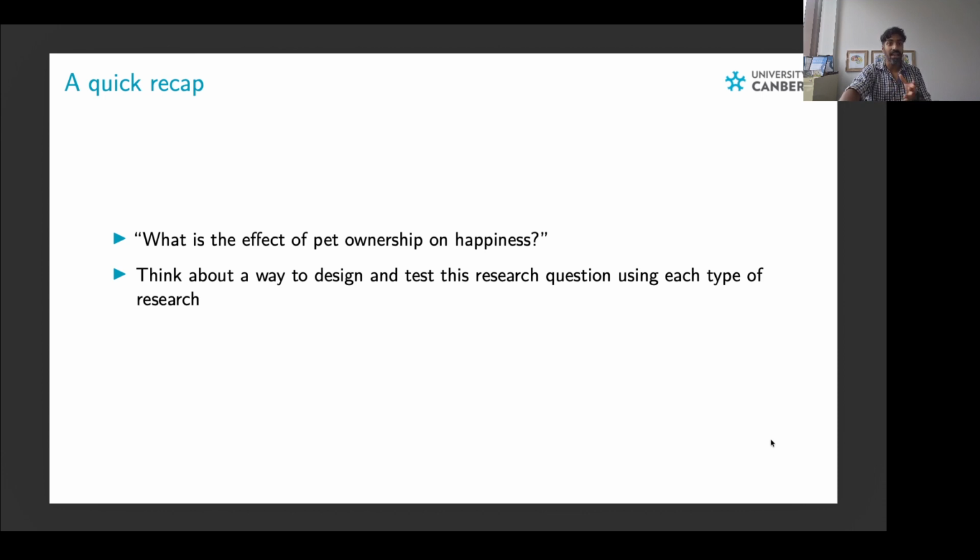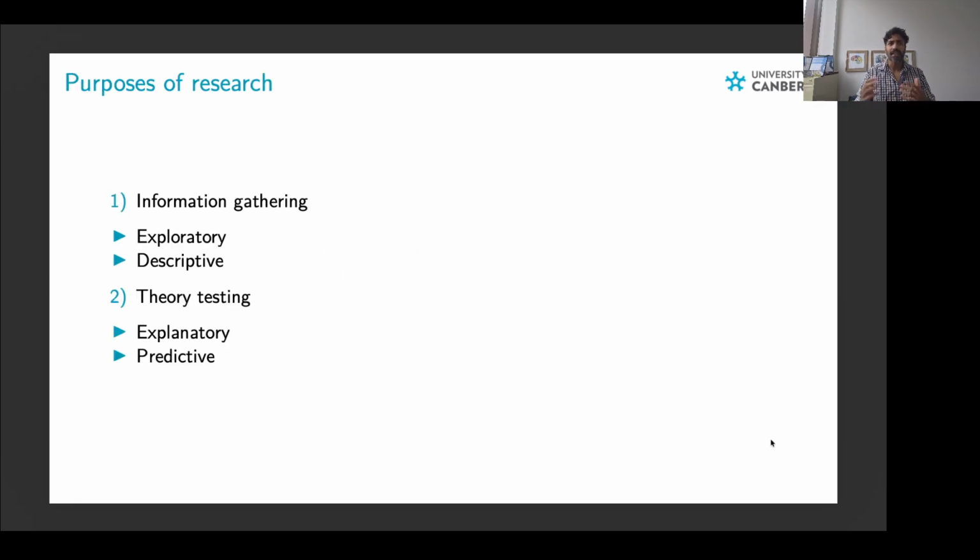Excellent. So hopefully you have a good sense of those three types of designs. Really, really important, not only in terms of how they're conducted, but also the fact that it flows on to many of the statistics that we do. And so we were talking a lot about the purposes of research as well. So we said that there's information gathering or theory testing, which can be thought of as the two main categories. And so you do that in an exploratory or descriptive manner for information gathering.